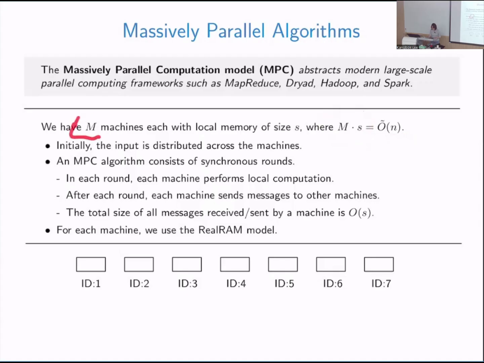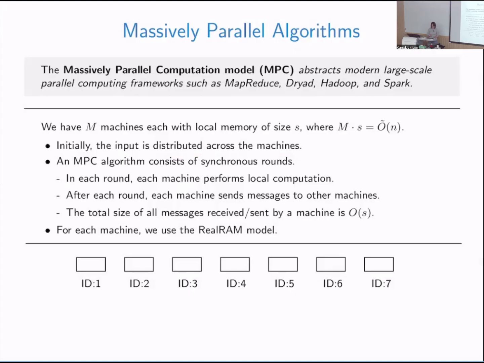So M and S are sublinear in the number of points. And because the total memory space is linear in n, we can store all the points across the machines. Initially, we assume that the input is distributed across the machines. The algorithms in this model consist of synchronous rounds. In each round, each machine performs local computation. And at the end of each round, they communicate with each other.